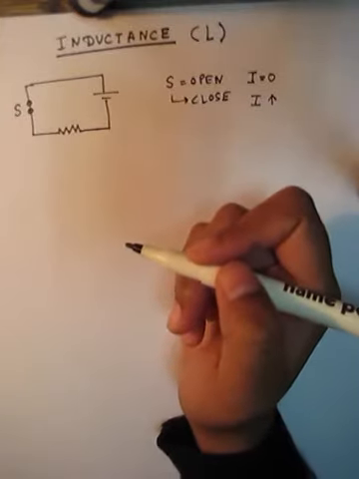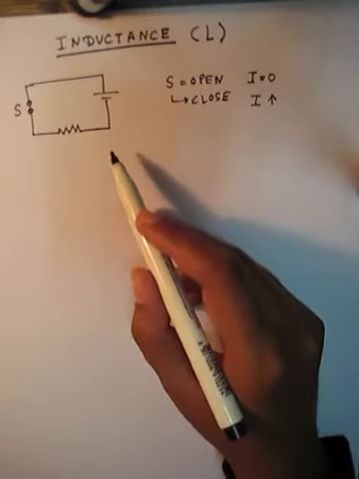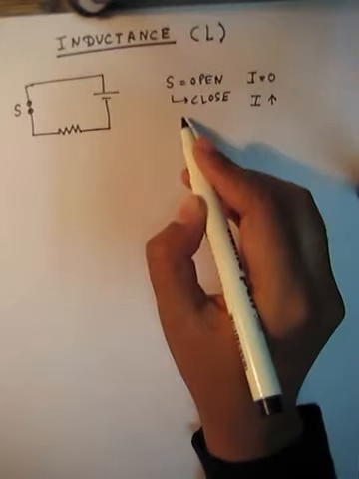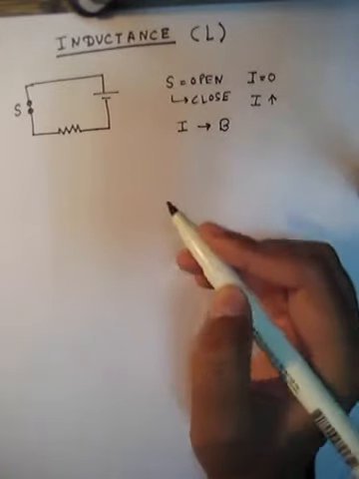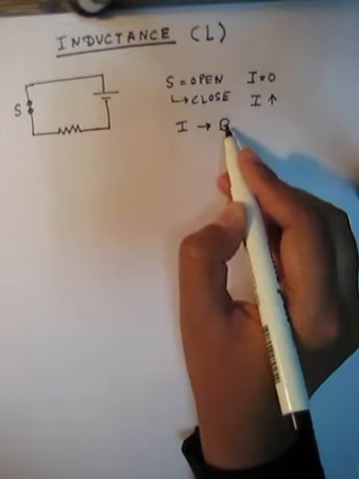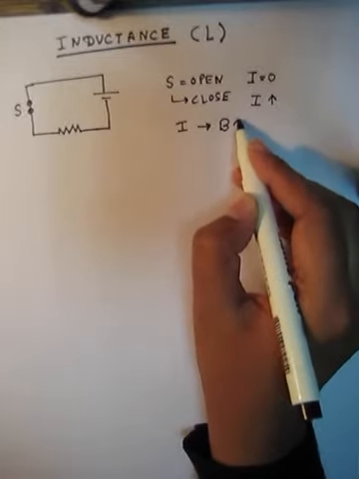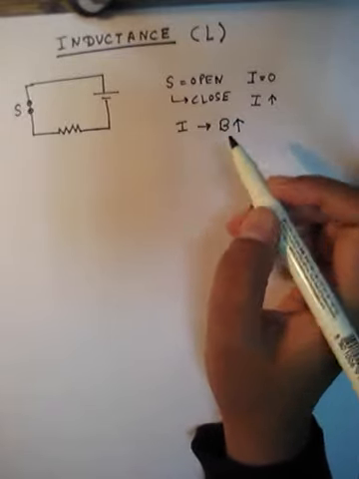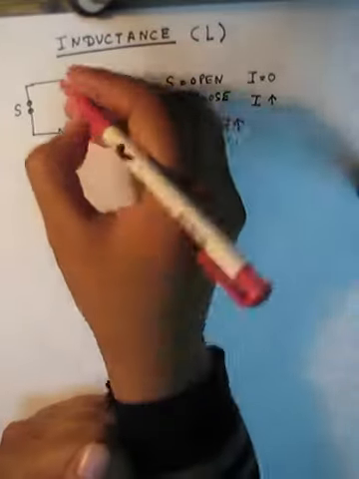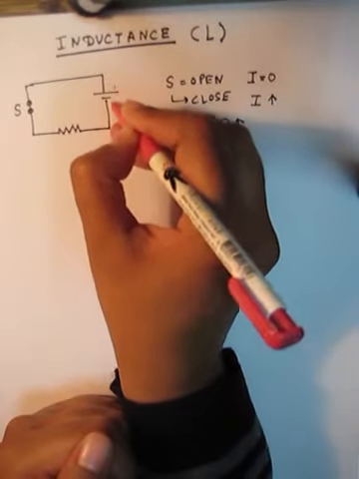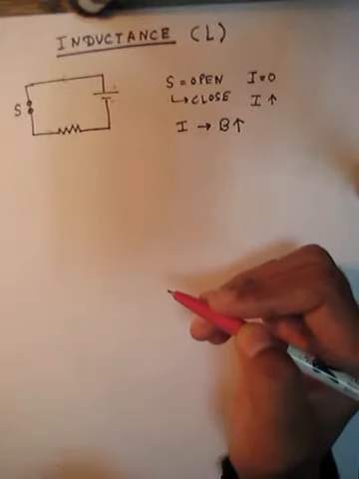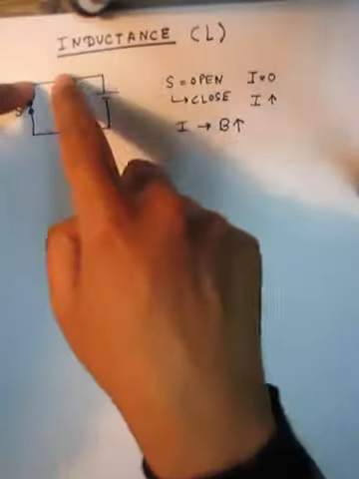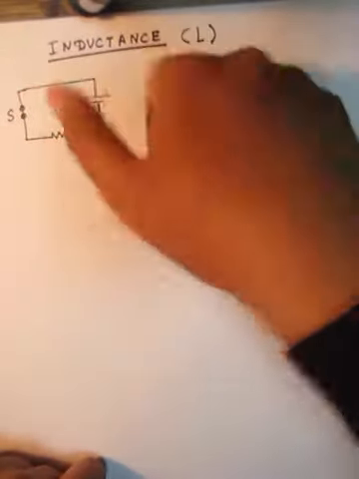Now, when current starts to increase in this circuit, as you all know, current will give rise to a magnetic field. So this magnetic field will also increase. But where is this magnetic field that we are talking about? Because the positive terminal of the battery is on this side and the negative is on this side, the current will flow anti-clockwise. In this wire, it will create a magnetic field along the wire, in the direction of the curled fingers.